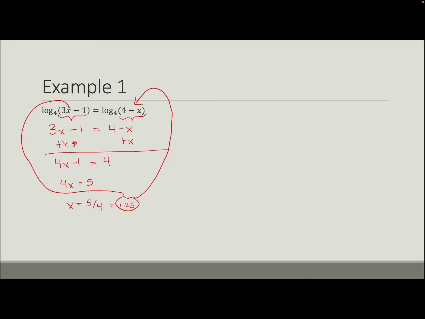Now, another way to do this is just this needs to be greater than 0 and that needs to be greater than 0. So 3x minus 1 is greater than 0, which means that x needs to be greater than 1/3, and 4 minus x is greater than 0 means that x needs to be less than positive 4. So we're looking for a value of x that satisfies both of those, so greater than 1/3 and less than 4. So we're really looking at a value of x between 1/3 and 4, and 1.25 fits that, so that solution actually works.